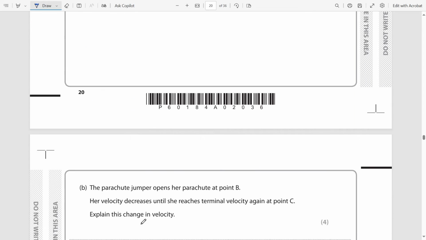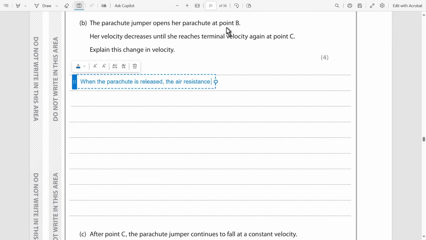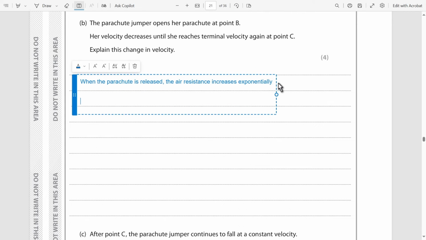Next. Okay, yeah, there's lots to talk about in this one as well. The parachute jumper opens her parachute. Okay, so when the parachute is released, the air resistance increases exponentially. Kidding me? Exponentially. Ah, okay. You learn something new every day.